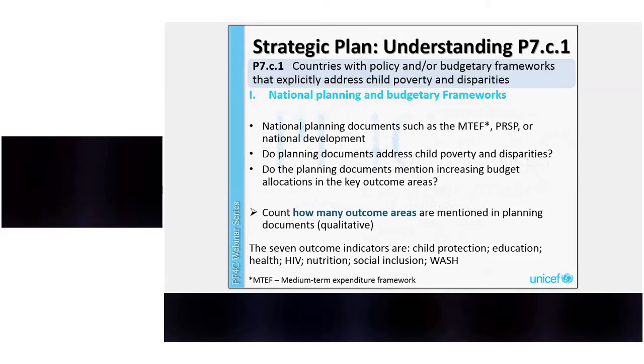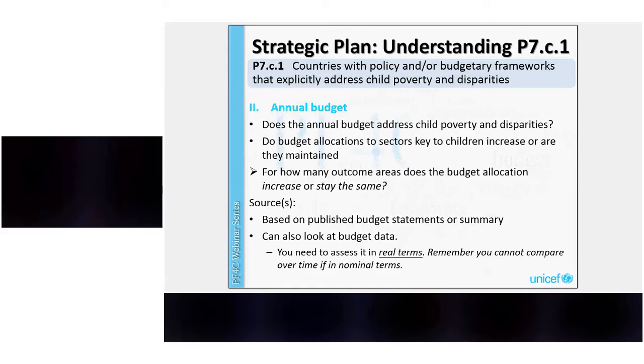The second one is the budget. Now, the easiest way will be to look at the budget statement or the budget summary. The budget summary is the front page normally of the annual budget produced by the government. Now, to make your life easier, most governments normally have a table with this year's budget and the previous. So you can just look whether or not that number increased for the 7 different outcome areas. And again, you'll score it.